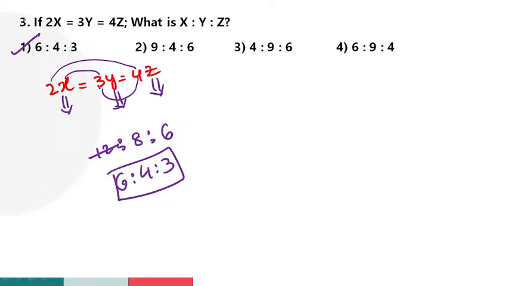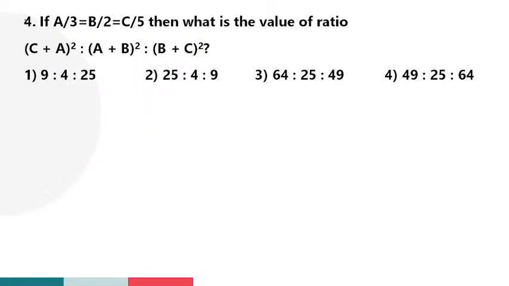Simple problem, and one more problem guys. Here, if a by 3 is equal to b by 2 is equal to c by 5, then what is the value of the ratio (c plus a) whole square is to (a plus b) whole square is to (b plus c) whole square? What is the answer, guys?